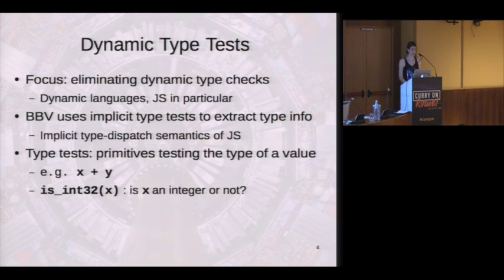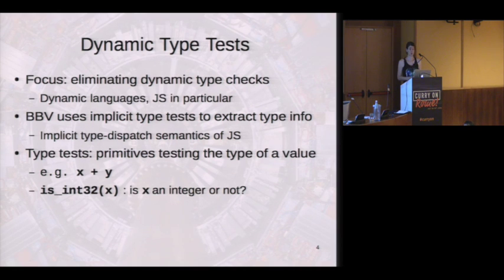So dynamic type tests, the focus of our research is to eliminate as many dynamic type checks, as much dynamic type checking overhead as we possibly can. We're focused on dynamically typed languages. In particular, we work with JavaScript. And basic block versioning uses the type checks that are implicitly part of the JavaScript semantics to extract type information.